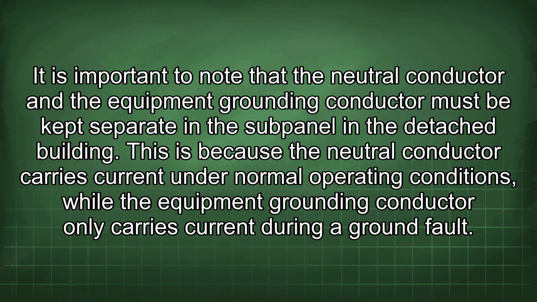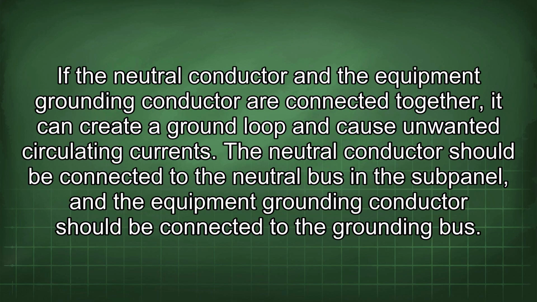It is important to note that the neutral conductor and the equipment grounding conductor must be kept separate in the subpanel in the detached building. This is because the neutral conductor carries current under normal operating conditions, while the equipment grounding conductor only carries current during a ground fault. If the neutral conductor and the equipment grounding conductor are connected together, it can create a ground loop and cause unwanted circulating currents.